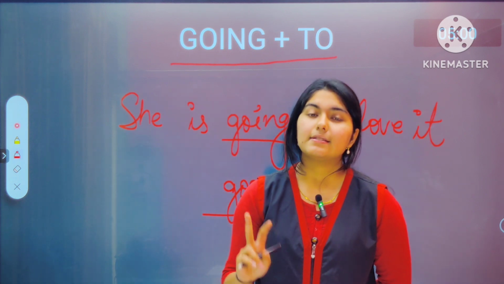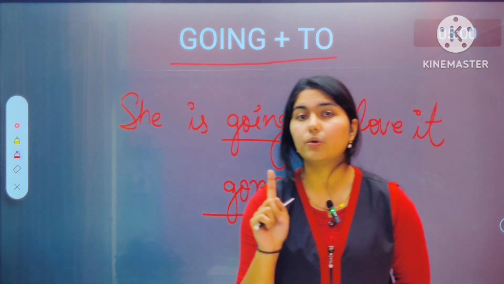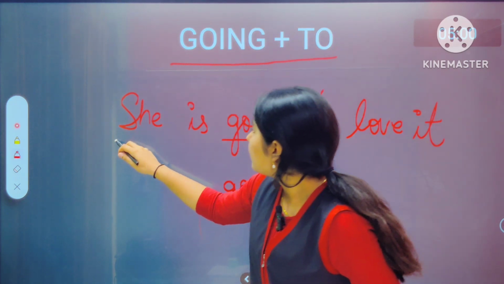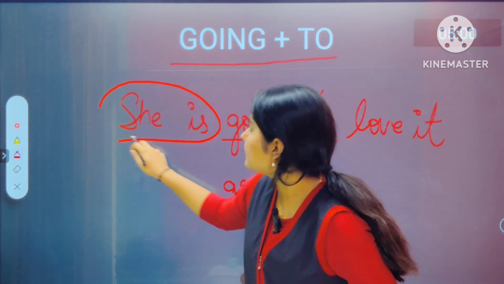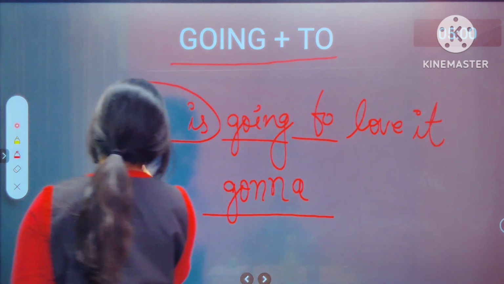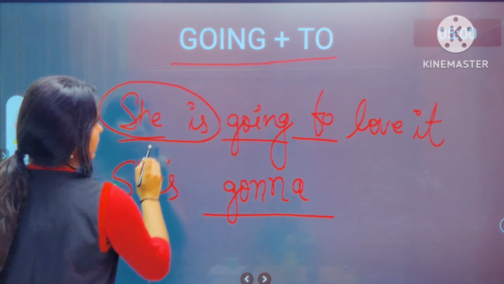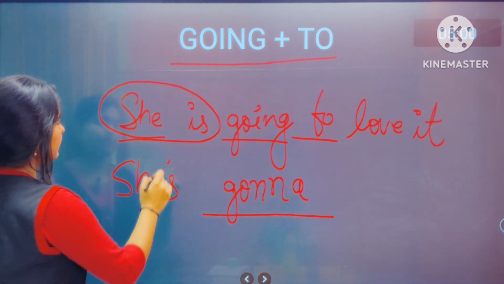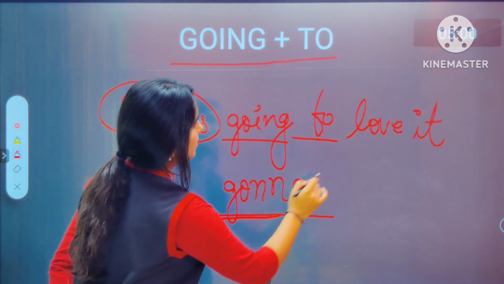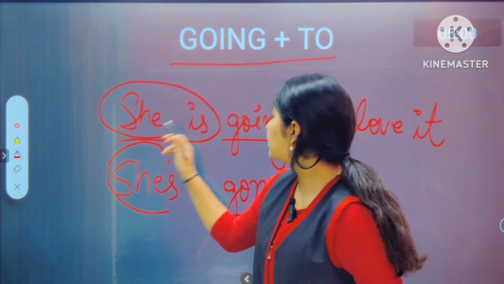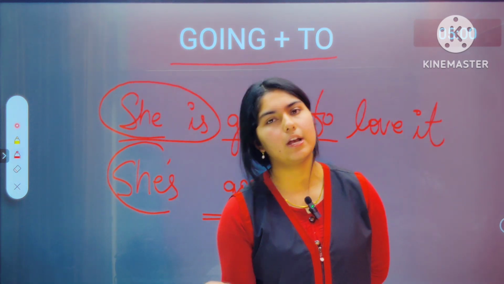Now in this sentence, I used two contractions, not only one but two contractions. Where firstly, she plus is, which became she's. Right? We studied she's in the previous slide. She is going to love it. It becomes she's gonna love it. Right? She is going to love it becomes she's gonna love it.